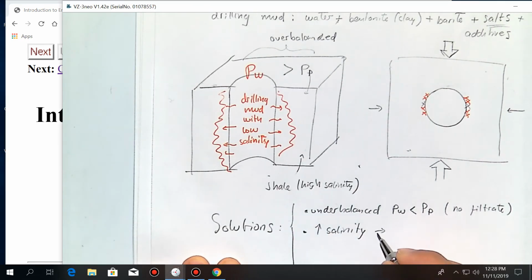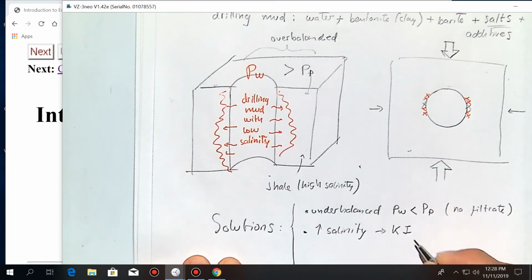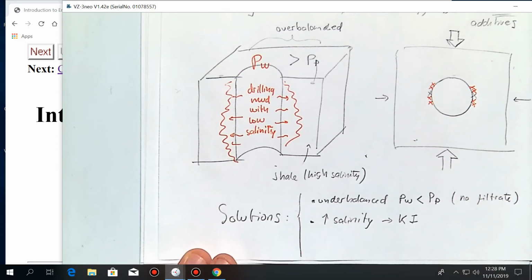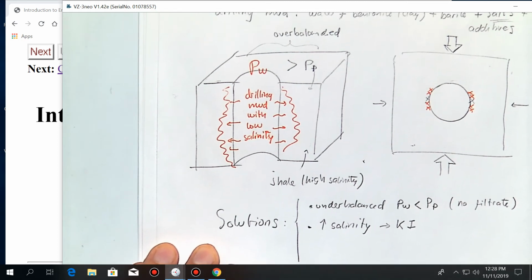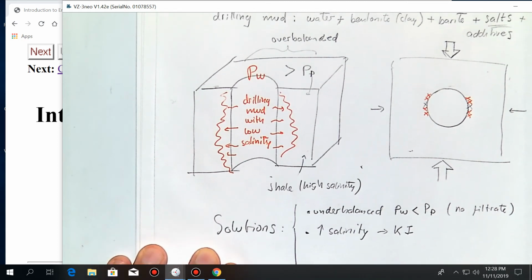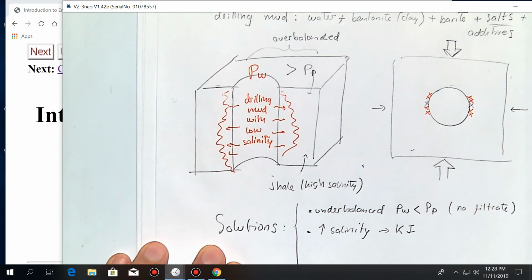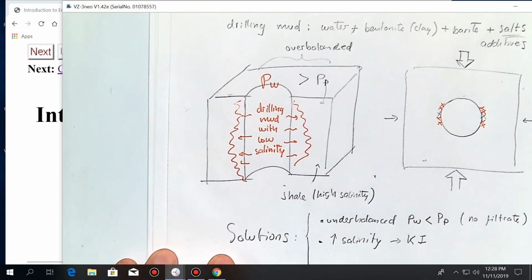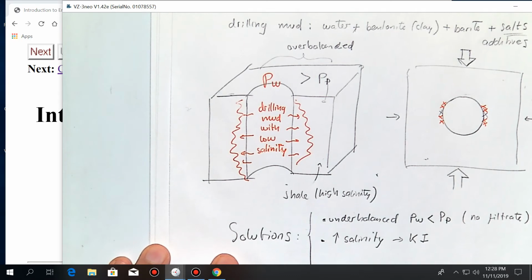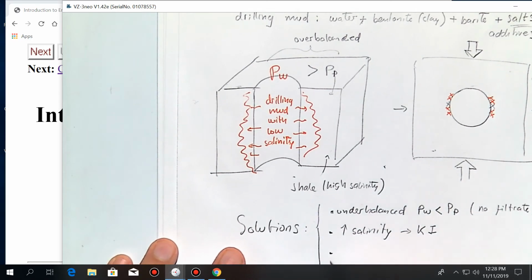And usually a salt which is very effective for that is potassium. It's a very strong salt. It's particularly good with smectite. The only downside is that you may have a little more corrosion, and also the cost of adding the salt. So it is a solution, but there is one more.